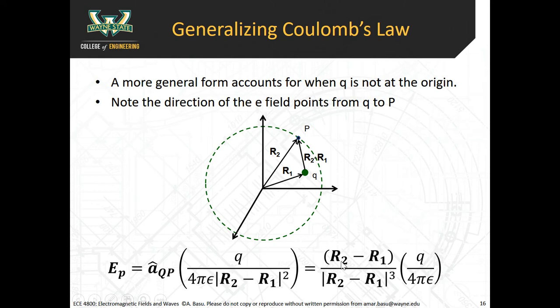But this here is showing R2 minus R1. R2 is a vector that points from the origin to P. R1 is a vector that points from the origin to Q. R2 minus R1 is the vector that points from Q to P. If you remember from the vector subtraction we did in the vector math section, this triangle tells us that this vector here is R2 minus R1.